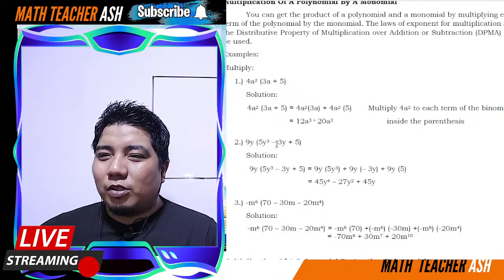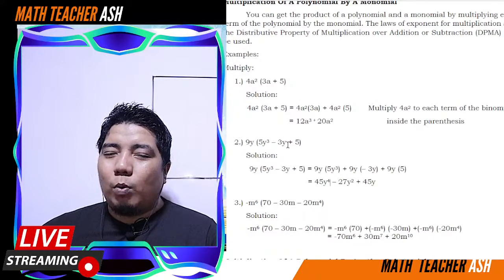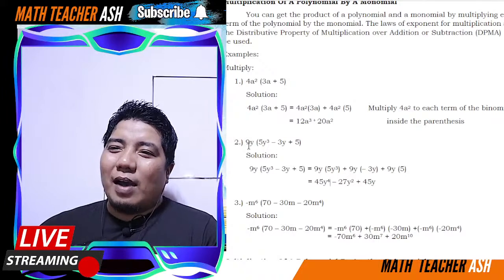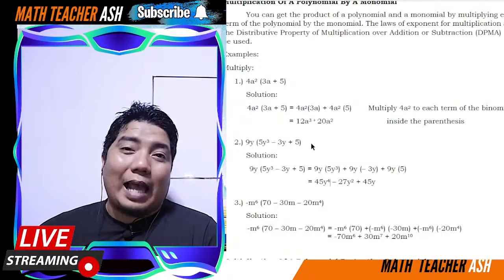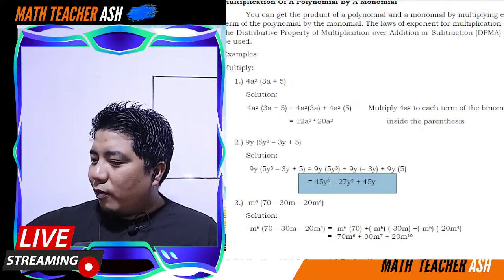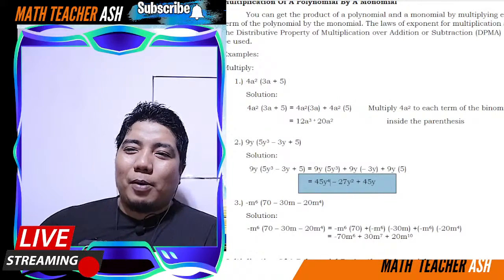Then, you multiply. So, copy ka lang minus. Okay? 9 times 3, that is 27. Y and y, dalawang y na yun. So, y squared. Alright. Now, having the last term, 9 times 5, that is 45. Yung y, wala na siyang ka-times sa last term. So, you just copy the y. And this will be your final answer. Okay, napakadali lamang po, my dear math learners.